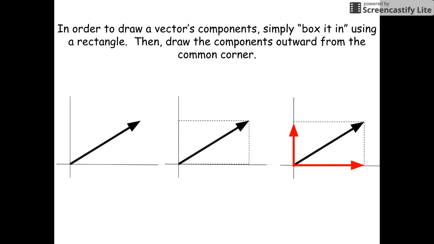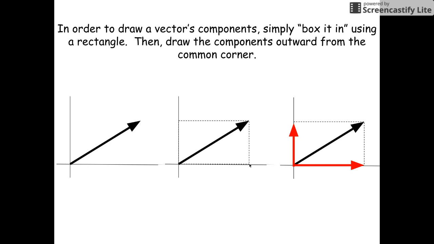In order to draw a vector's components, you can simply box it in using a rectangle, and then you can draw the components outward from the common corner. So I think that this is really not mathematical at all, but it gives you a way of drawing components, which is usually the first thing you have to do in a physics problem. So if you have a vector that you've drawn, which is typically diagonal, what you would do is you basically just draw a rectangle around that vector, and the rectangle should be lining up with the x and the y axes.